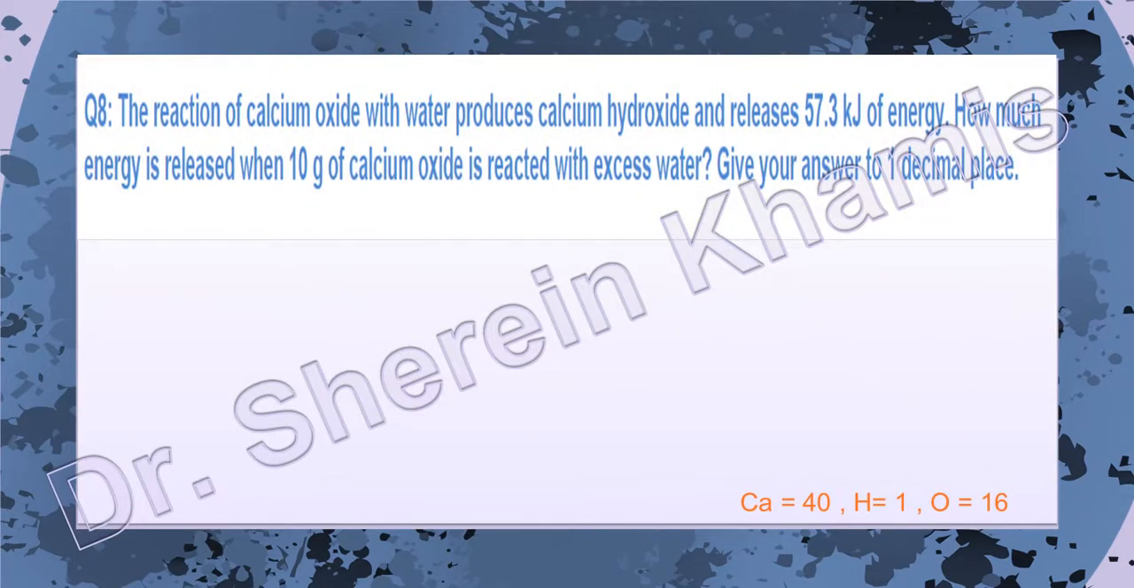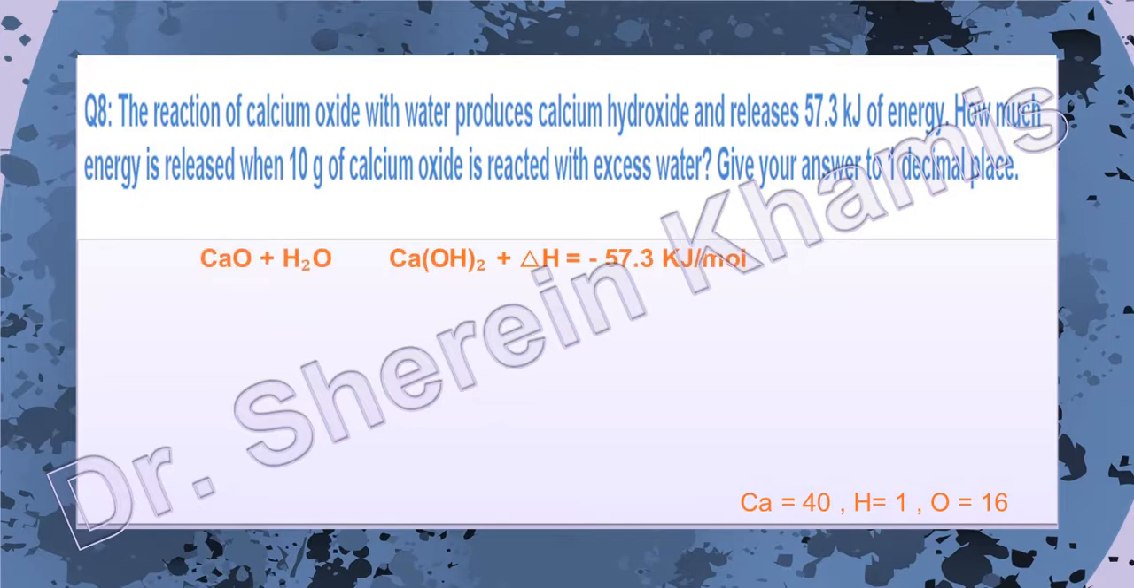Question 8 says that the reaction of calcium oxide with water produces calcium hydroxide and releases 57.3 kilojoules of energy. How much energy is released when 10 grams of calcium oxide reacts with excess water? Give your answer to 1 decimal place. We have here the atomic masses of calcium, Ca 40, hydrogen H 1, and oxygen 16.